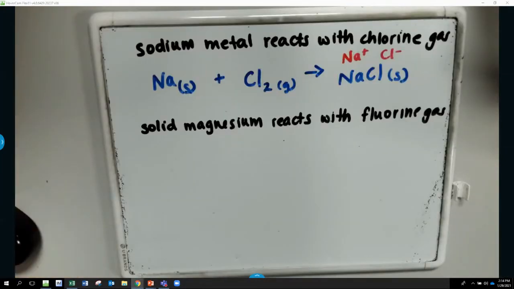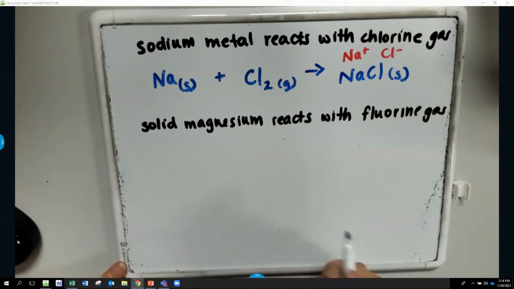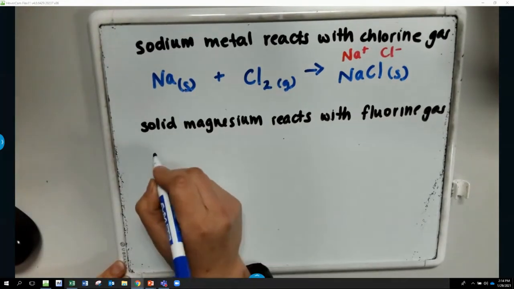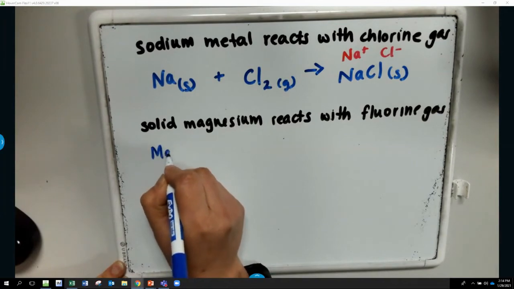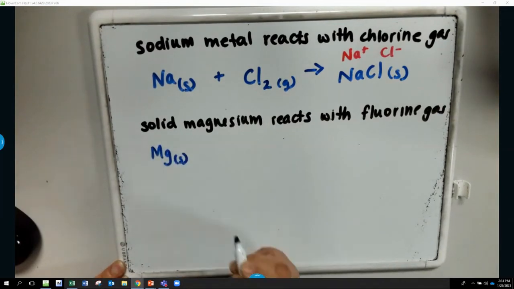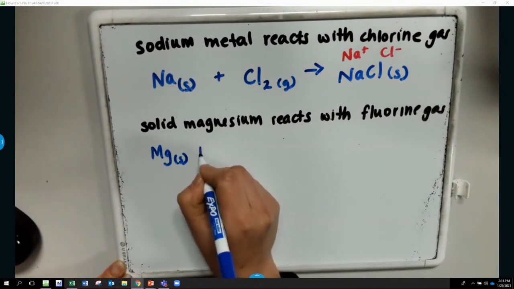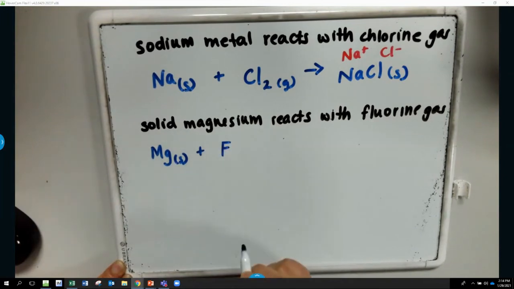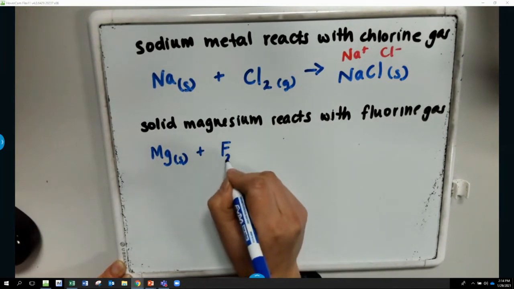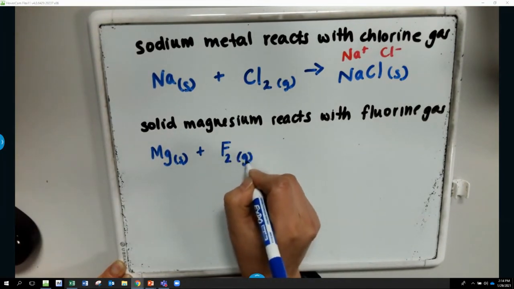The next problem we're going to try is solid magnesium reacts with fluorine gas. So again, solid magnesium, that is monoatomic, so we just need to write Mg and an S to say it's a solid. It's going to react with fluorine gas. Fluorine is not F, it is F2 because it is one of those diatomics.